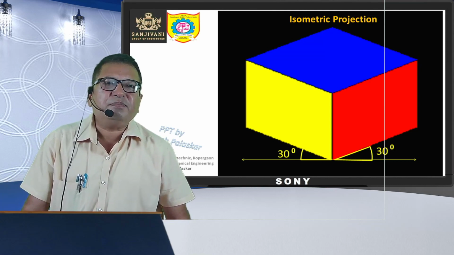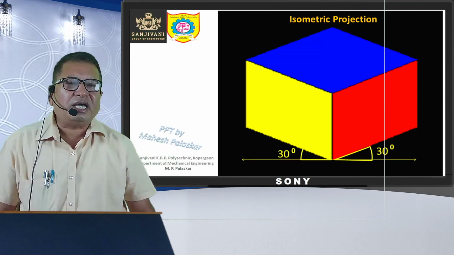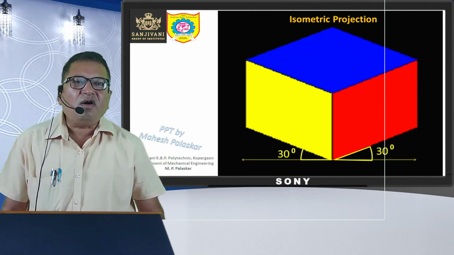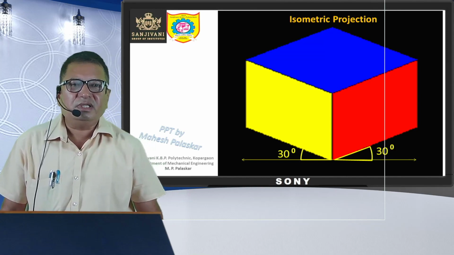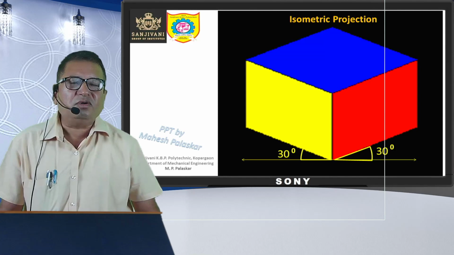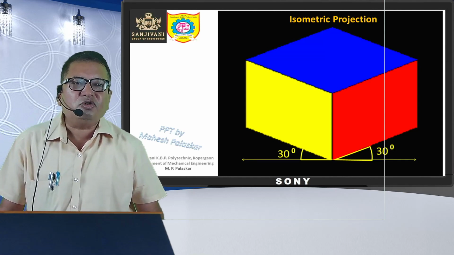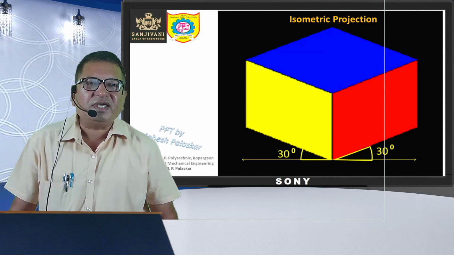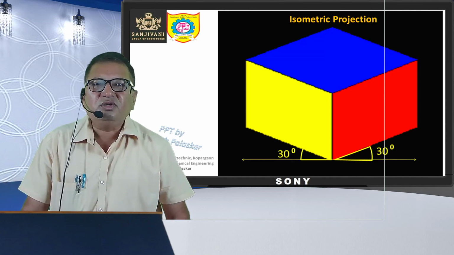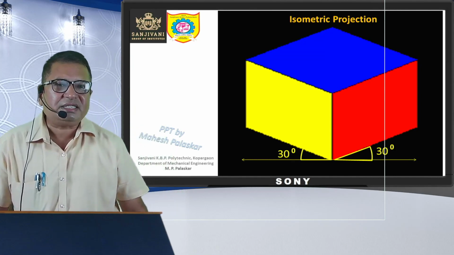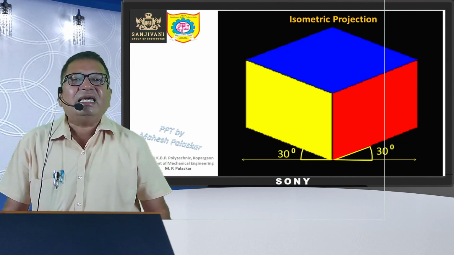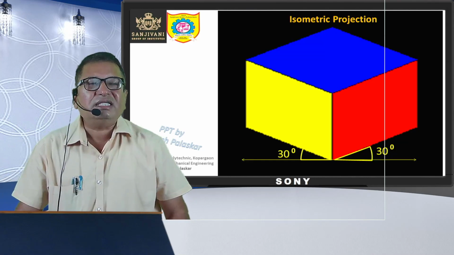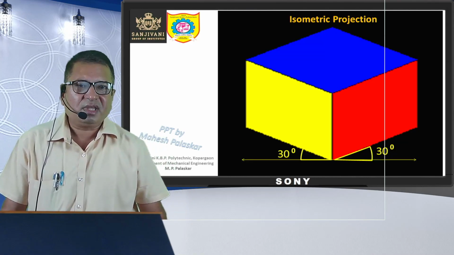Now this is the picture of the isometric projection of a cube. So this object known as the cube is well known. You know that all the dimensions, all the sides of the cube are equal, all the faces are equal. Cube is having 6 faces, it is having 12 edges, all these edges are equal.